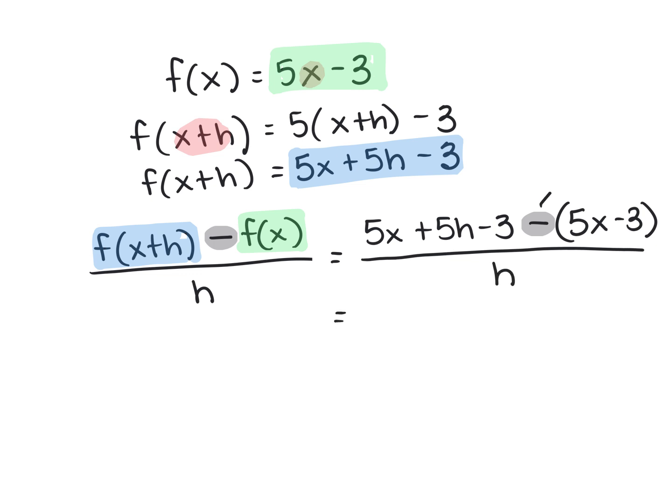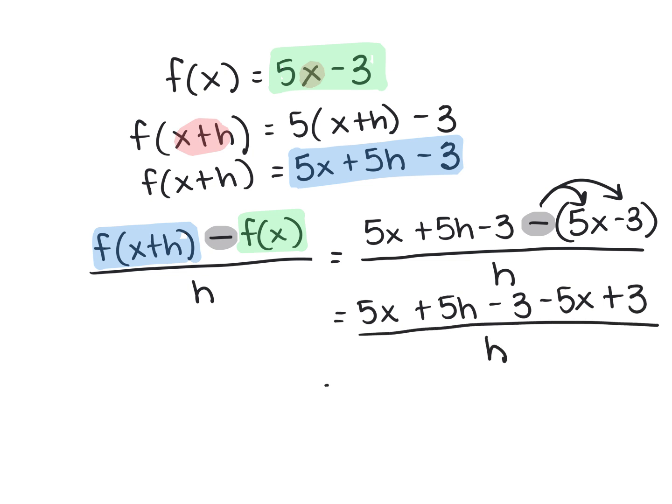So again, we have this negative symbol that we have to distribute, it's negative 1. So we have 5x plus 5h minus 3. And then we have negative 5x. And then if I have a negative 1 times a negative 3, that'll give me a positive 3. And then the whole thing is divided by h. And as is most of the time going to be the case, you will have some things that cancel out. So I have 5x minus 5x, those are 0. Negative 3 plus 3, so those are 0. So I'm left with 5h divided by h. And when you divide h by h, you get 1. So your final answer for this question will be the number 5.